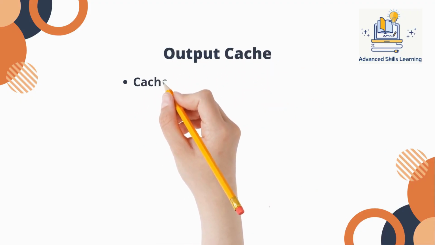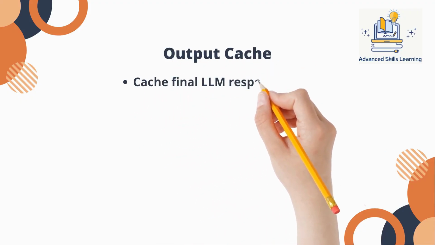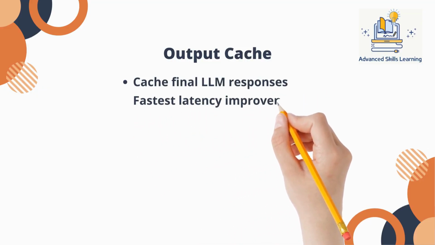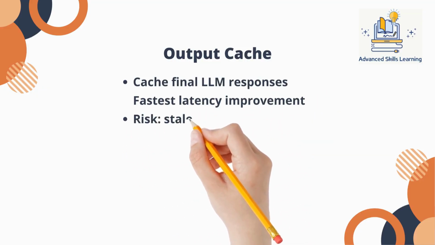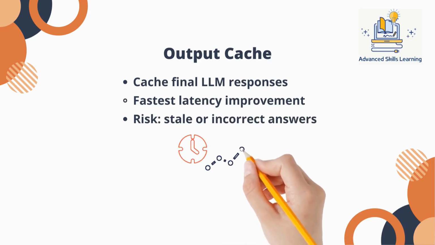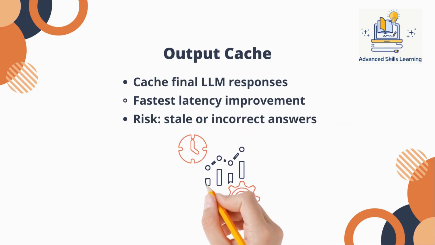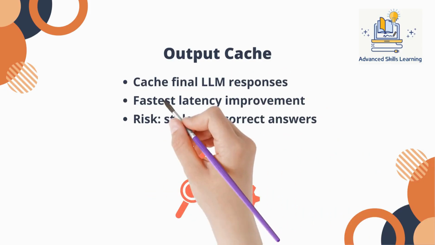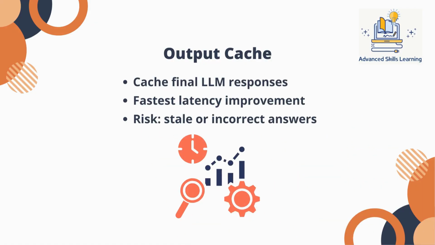Output caching gives the most visible performance improvement. Instead of calling the LLM again, you return a stored response instantly. But this comes with risk. If your data changes, cached answers may become outdated, or worse, incorrect. So output caching must be controlled carefully. It works best for deterministic queries, FAQs, and systems where answers do not change frequently.